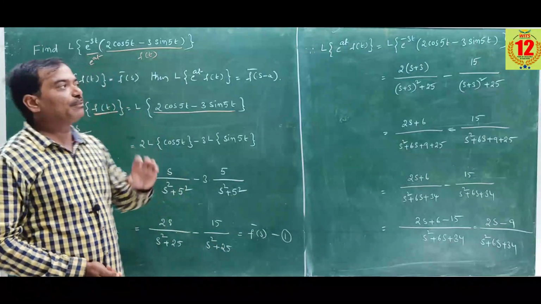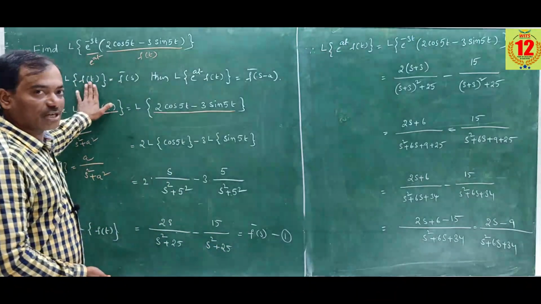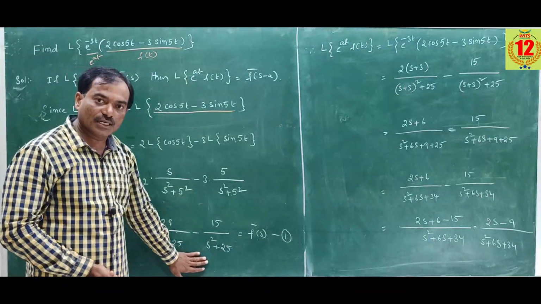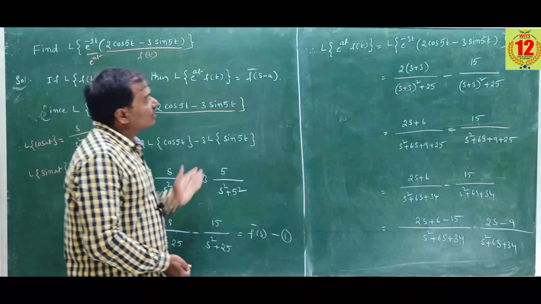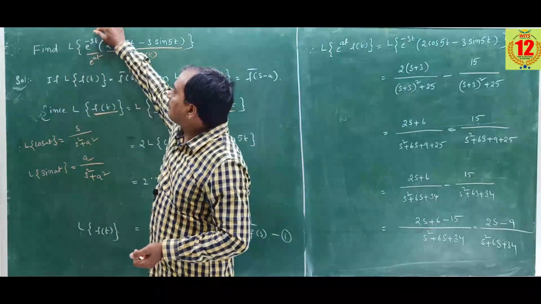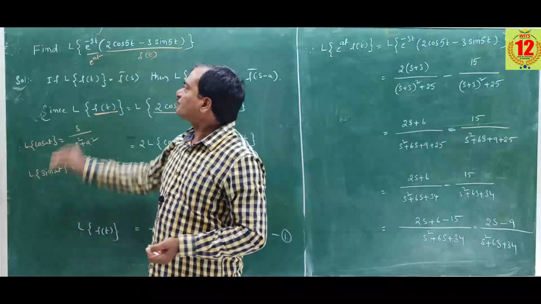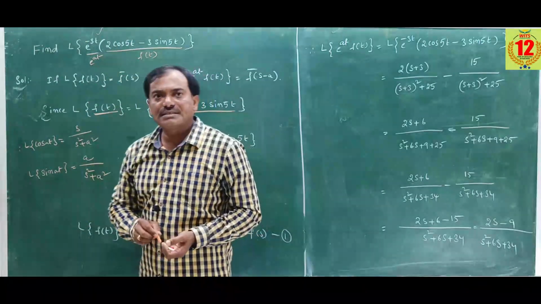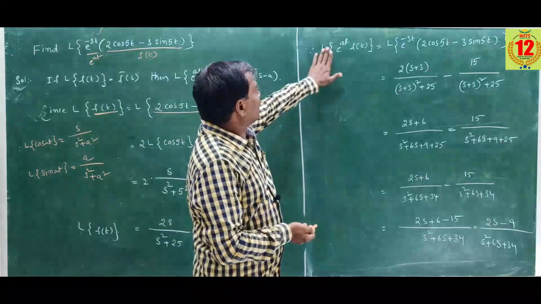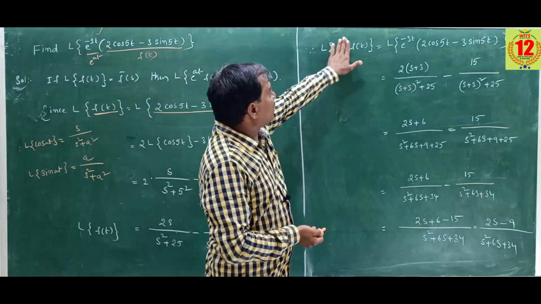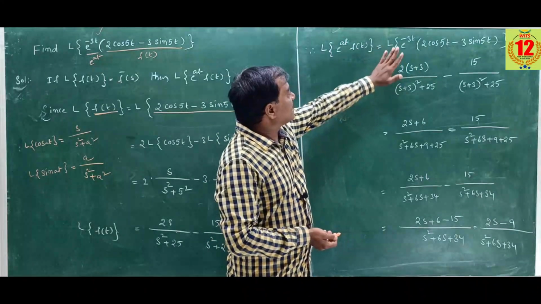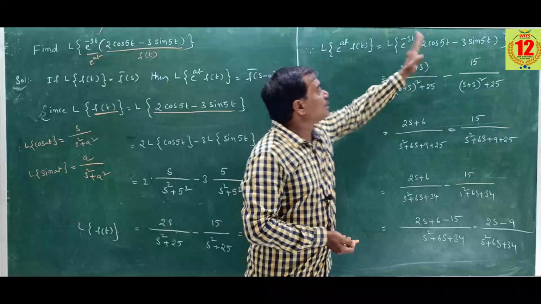So in the first shifting property, we have to find the Laplace transform of f of t, that is called f bar of s. Yes, this is called f bar of s. Then we have to find the Laplace transform of e power minus 3t into (2 cos 5t minus 3 sin 5t) by using the first shifting property, that is Laplace transform of e power at f of t.